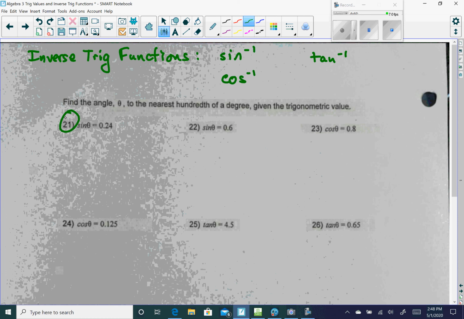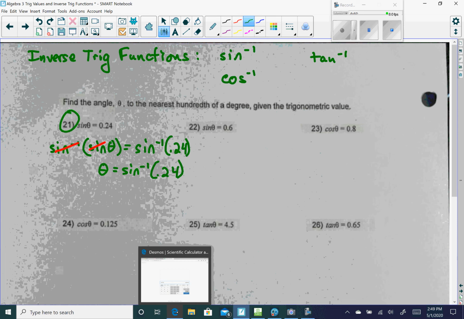So we're going to take a look at 21. Now, sine theta is equal to 0.24. I need to get theta by itself. So how do I get rid of the sine operation here? I'm going to take sine inverse of both sides. So I have sine inverse of sine theta is going to equal inverse sine of 0.24. Now these two operations are going to eliminate each other. They're inverses, so they're going to cancel out. And we're just left with theta is equal to the inverse sine of 0.24. Technically I'm not going to keep writing this inverse sine out in front here. I'm just going to undo it by moving it to the other side.